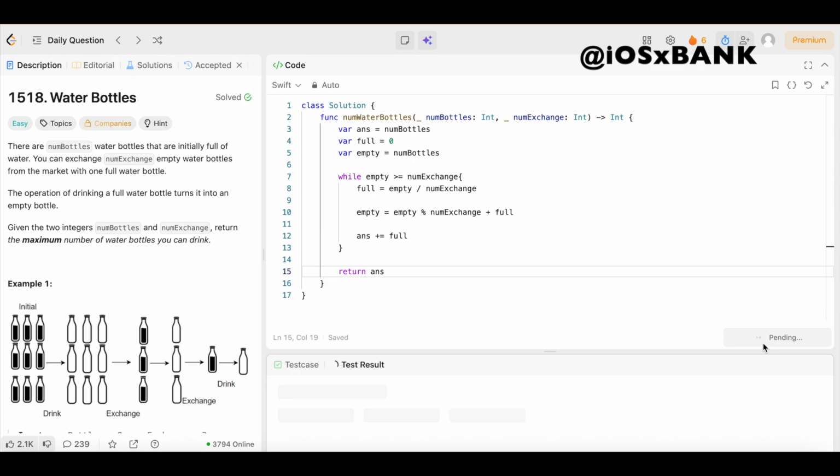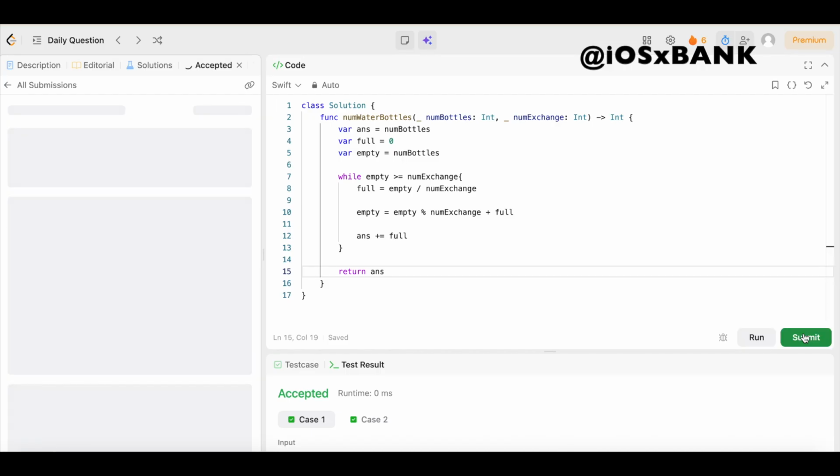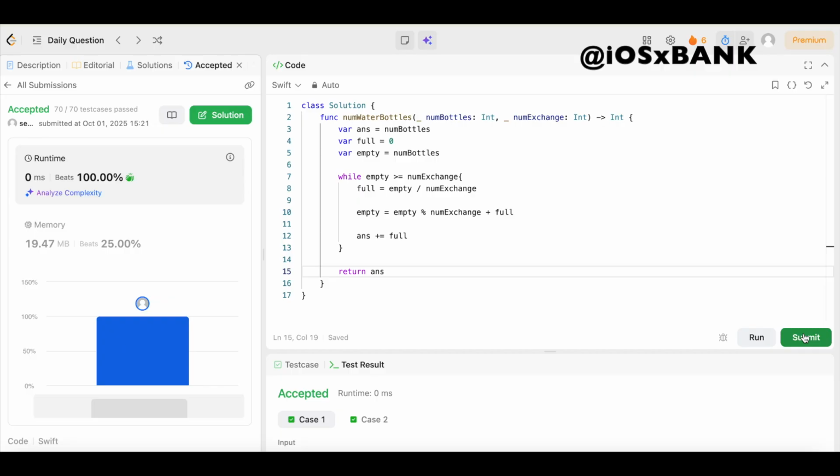Let's give it a run. Make sure it runs correctly before we submit it. It's accepted, so let's go ahead and submit it. Make sure it's still accepted after we submit it. Let's see, and look at that, y'all. 0 milliseconds beats 100% of users. That's what I'm talking about. That's what I'd like to see, y'all.